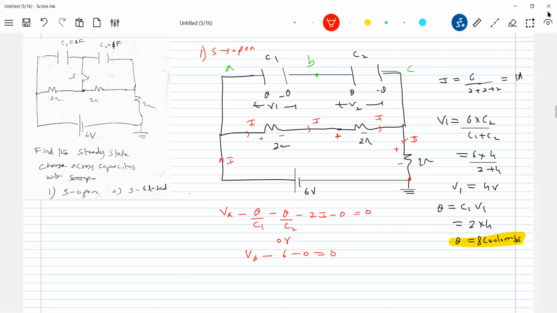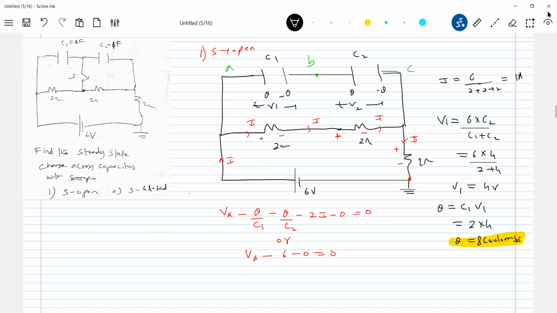Sir, how did you get Q equal to 8 coulombs, sir? C1 into V1. Sir, the V1 is not 4 volt, no, sir, because the potential difference between... Oh, wait. I think the calculation went wrong. So it comes to 4, no? AC is 4, no, sir. C2 is how much? 4. C1 plus C2, 2 plus 4. Applied voltage is 6. Okay, sir. Yes, sir. Fine. Right.